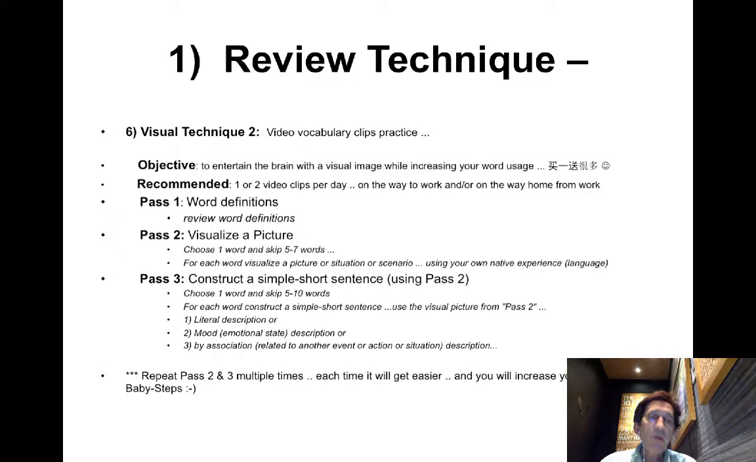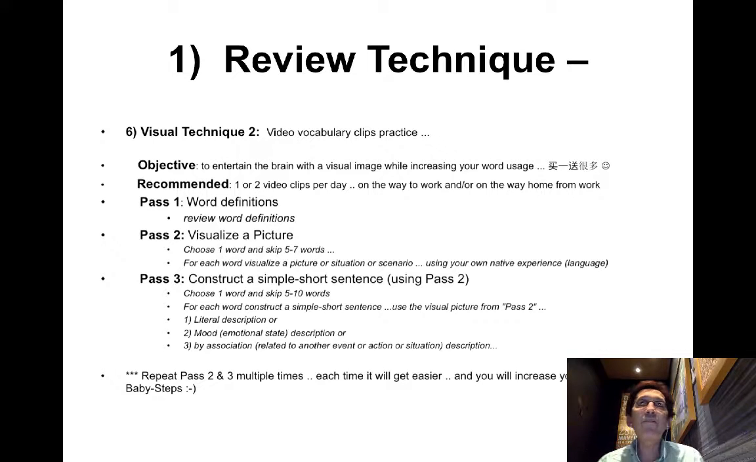Go to the next page, page 3, where I've re-summarized visual technique 2. In essence, how we're trying to use the vocabulary video clips is for past 2 and past 3. Past 2 is simple: when you see a word, you get a visual picture of what that word means to you. And that's it. Then you go to the next word, skipping a lot of words in between.